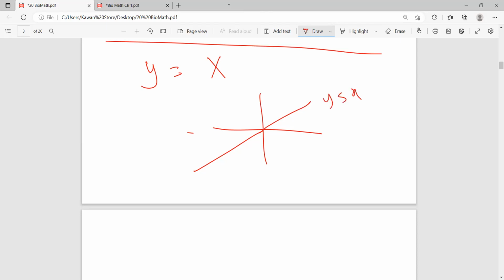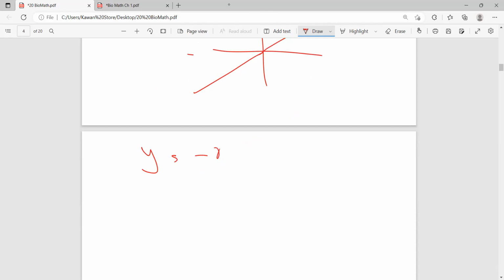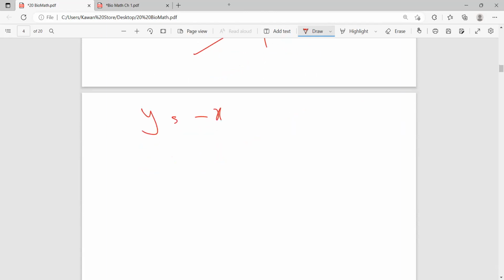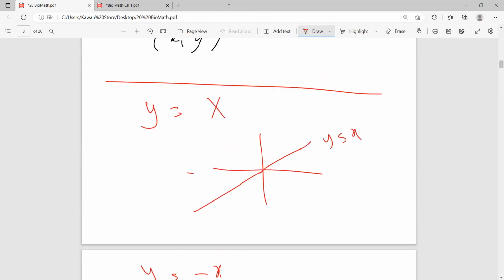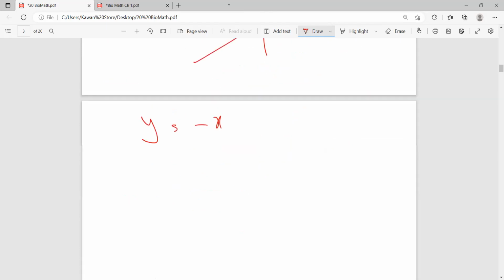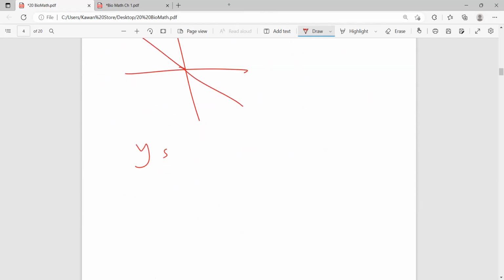So how about if I say y equal to minus x? How about the graph of that one? Exactly. It will be in the opposite direction, right? That one is y equal to minus x. Okay, so how about if I modify that one, if I say y equal to x plus 1? Plus 1 means shift up, right? Minus 1, shift down.